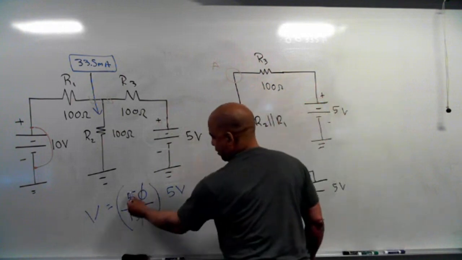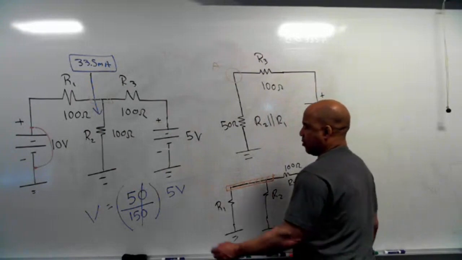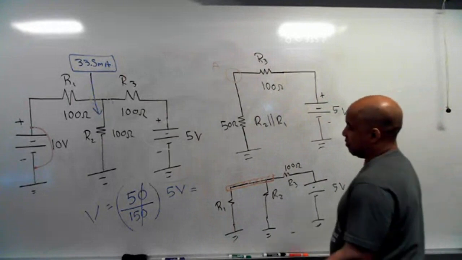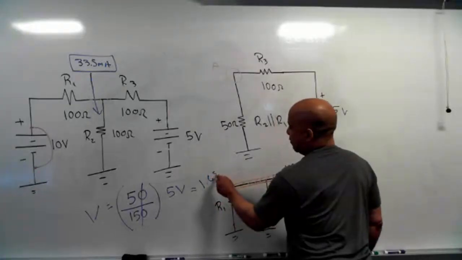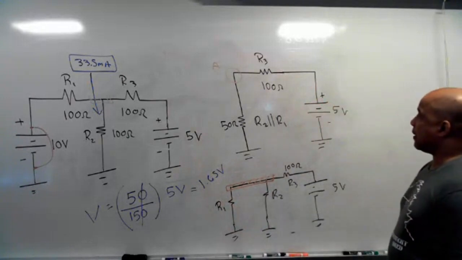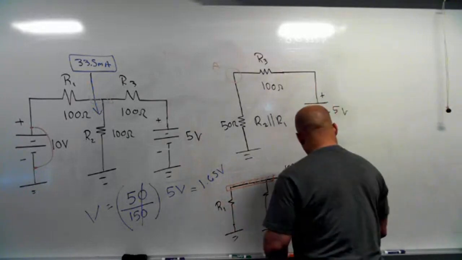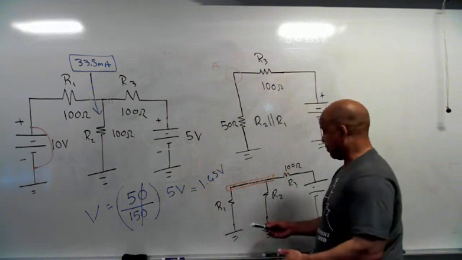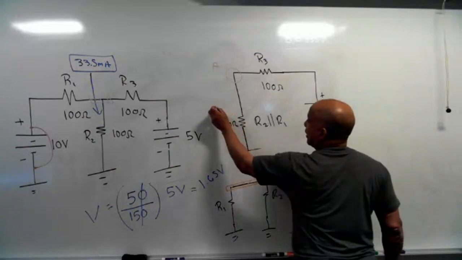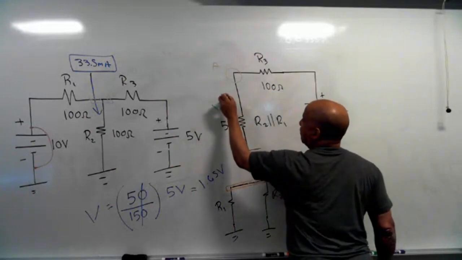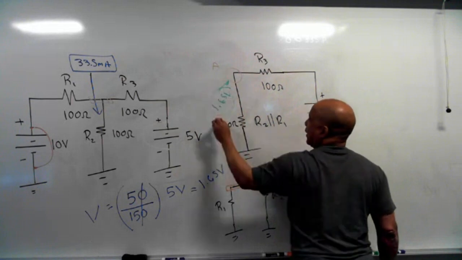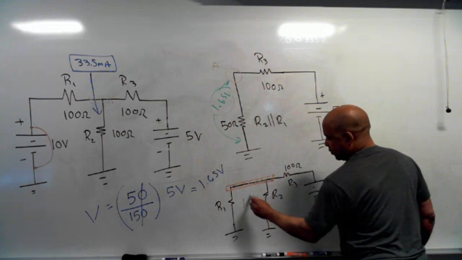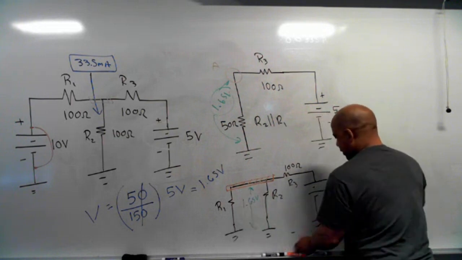So that crosses out, that's 1/3 of 5. What's 1/3 of 5? How much is that? 1.65 volts. And if I have 1.65 volts, I forget which color I was using for voltage because I erased it. I guess I'll use green. So we got 1.65 volts from node A to ground. So that means I have 1.65 volts across here because this is node A.